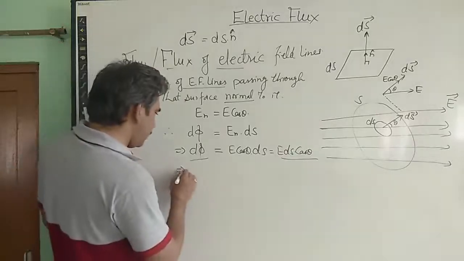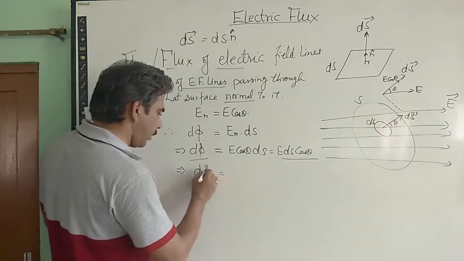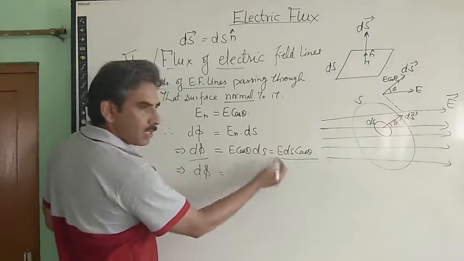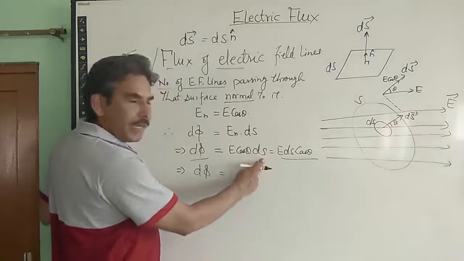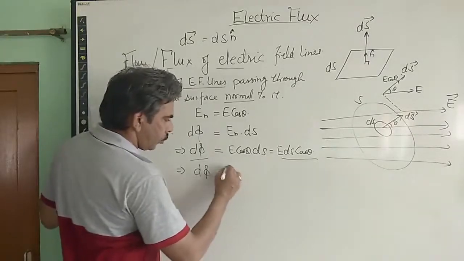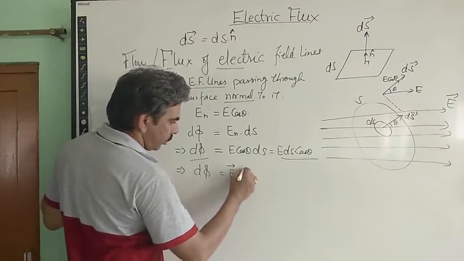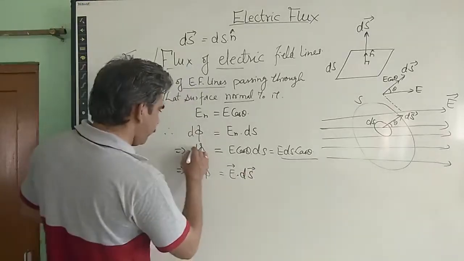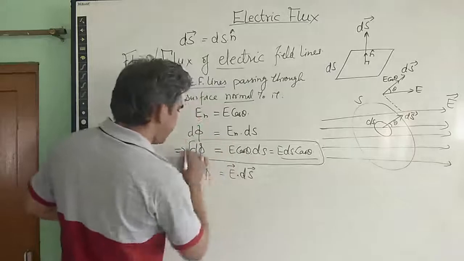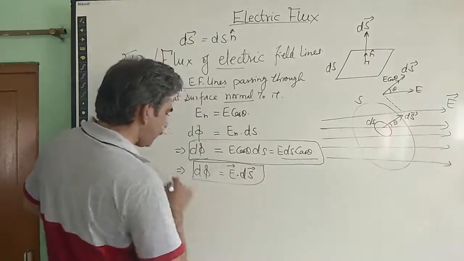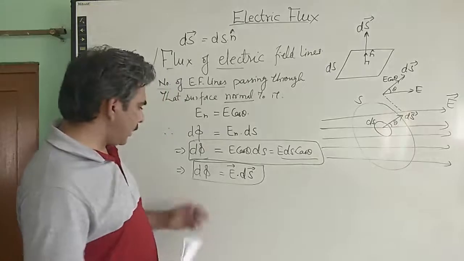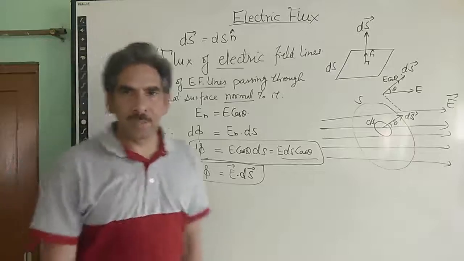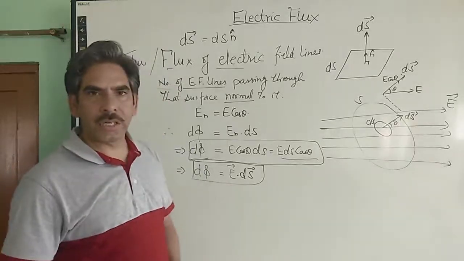We can also write the flux in terms of vector quantity. However, flux is a scalar quantity, but the terms on which it depends are the vectors, the electric field and the area vector. So it can be written as E vector dot ds vector, the dot product of E vector and area vector. So this is the magnitude of electric flux, and this is the vector form of the electric flux. However, d phi is a scalar quantity, right? Because the dot product of two vectors represents a scalar quantity.